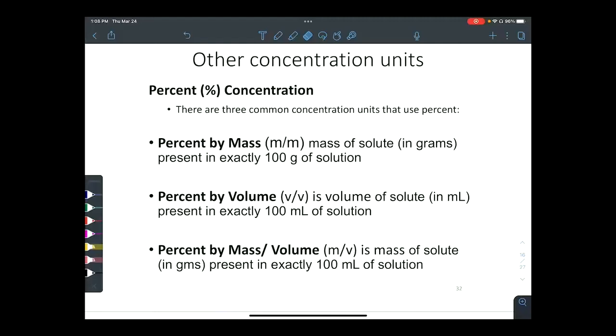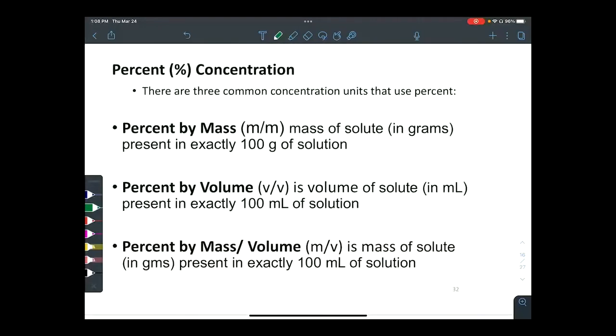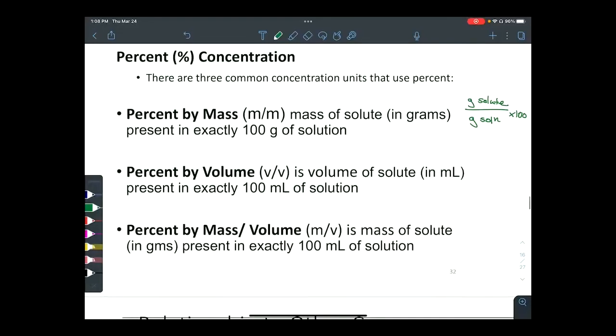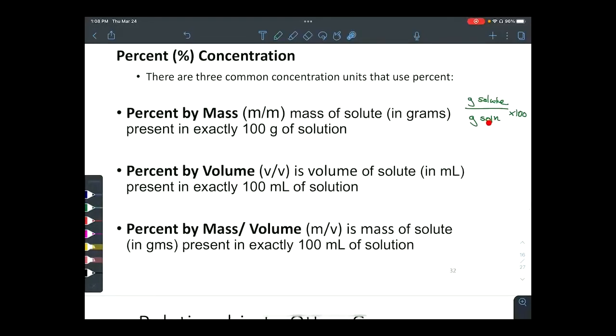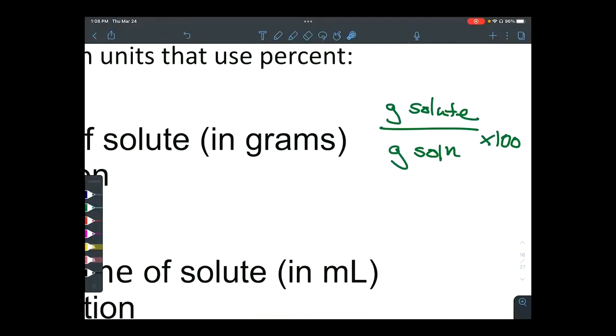So what all of these percentages mean is, so percent by mass, we're still thinking about, okay, how much solute are you dissolving in your solution? So all of these kind of follow the same principle. Percent by mass, you are taking your grams of your solute and thinking about, okay, how many grams of solution do you have? And typically how you calculate that is you just take grams of your solute over grams of your solution times 100.